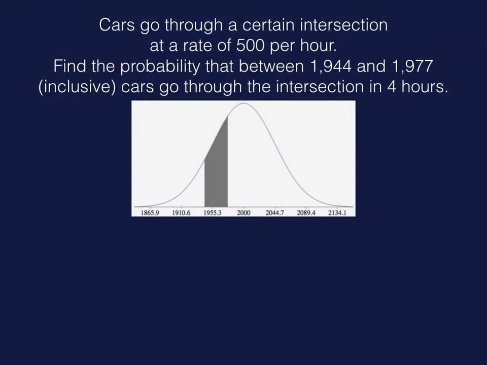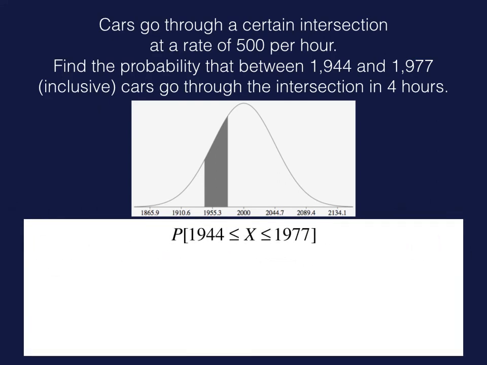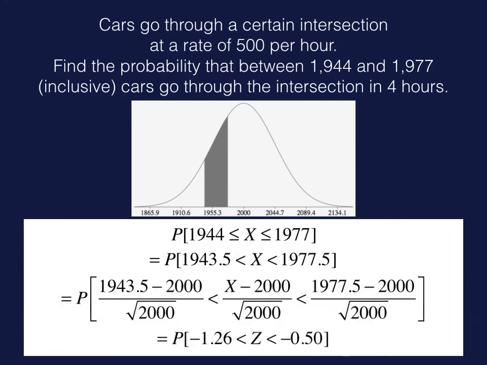Okay, so it's the highlighted area there. They're both below average. Anyways, it's those numbers inclusive, so it's less than or equal to and less than or equal to. So that means when I switch to continuous, I have to go 0.5 below and 0.5 above. Okay, now to create z, you subtract the mean and divide by the SD. Remember, the SD is the square root of 2,000. And so z is between negative 1.26 and negative 0.5.